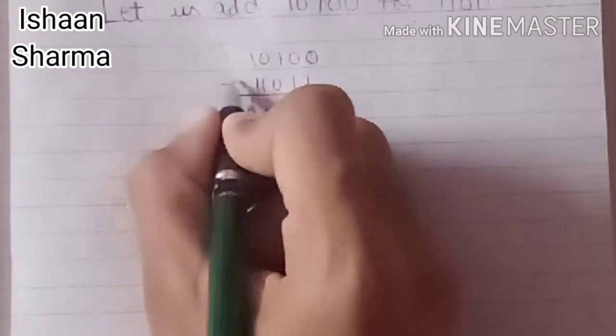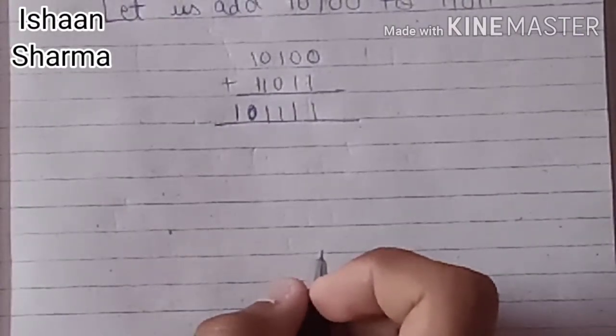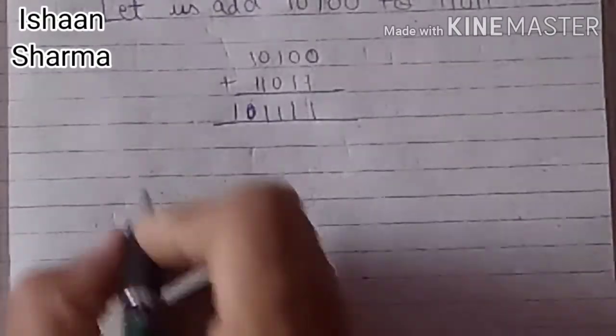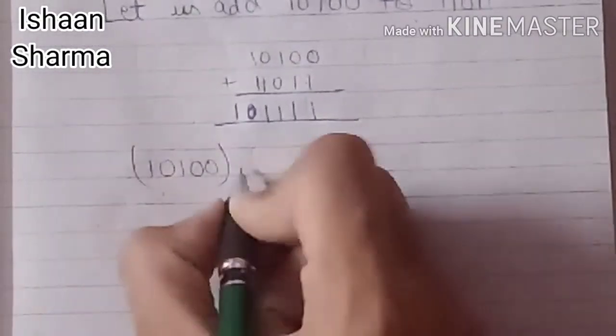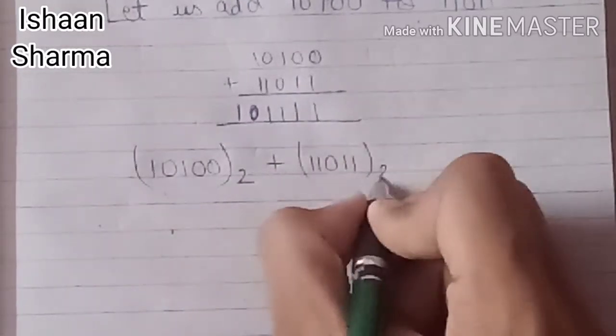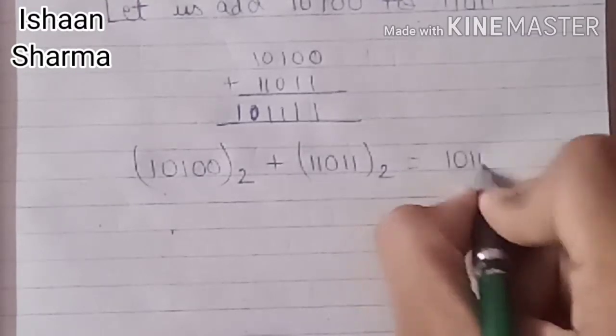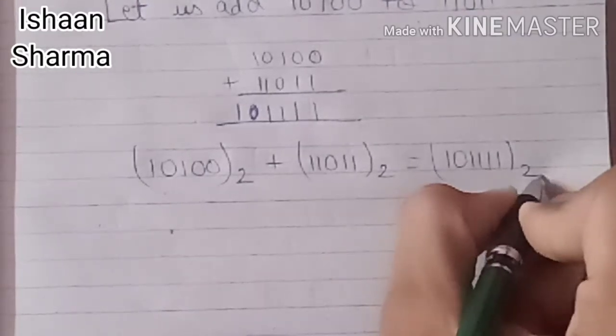Now it can be written as 1 0 1 0 0 (base 2) plus 1 1 0 1 1 (base 2) equals 1 0 1 1 1 1 (base 2). Okay.